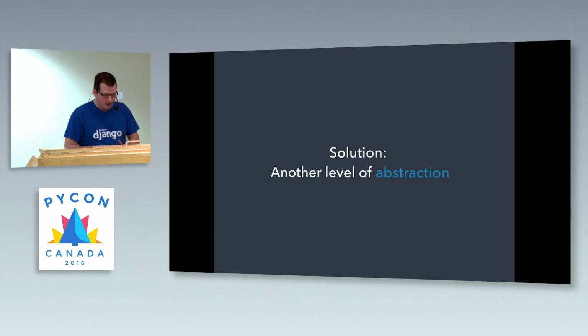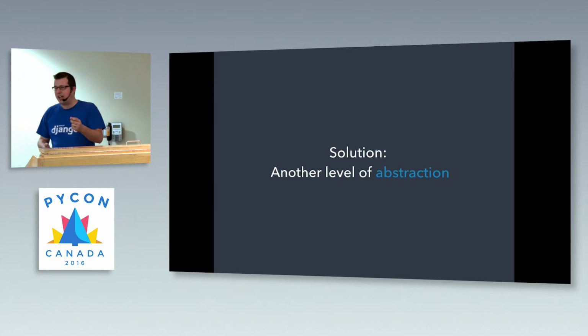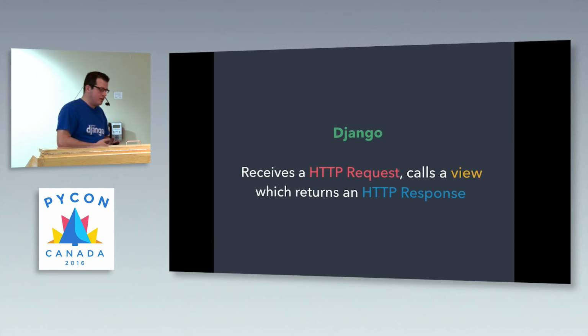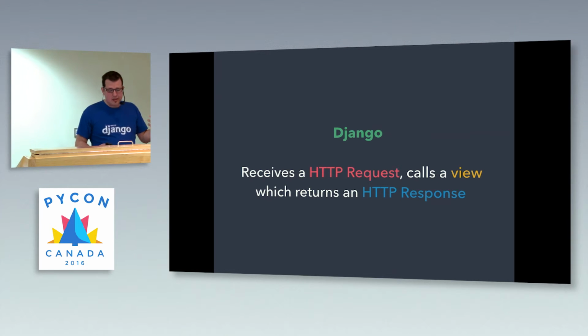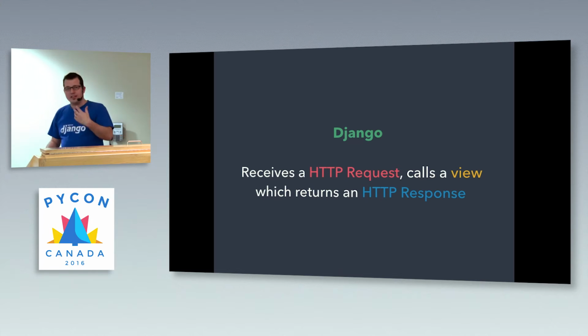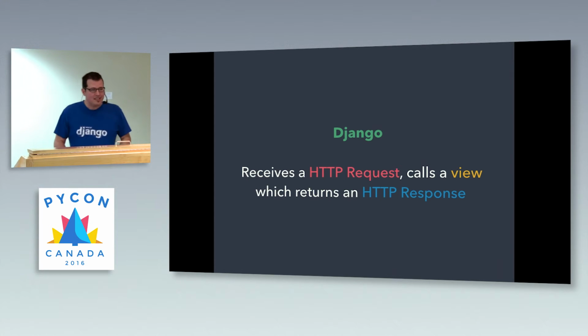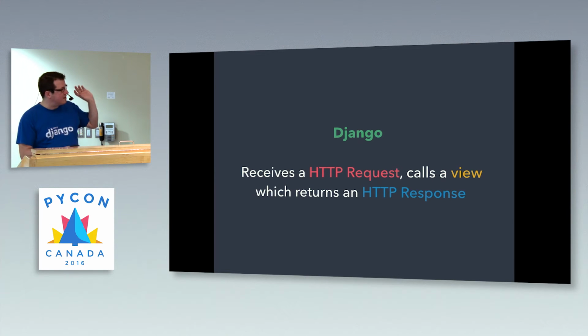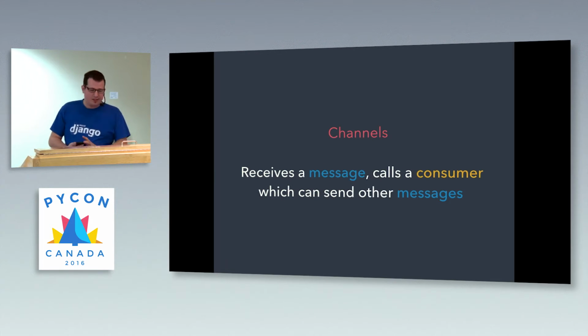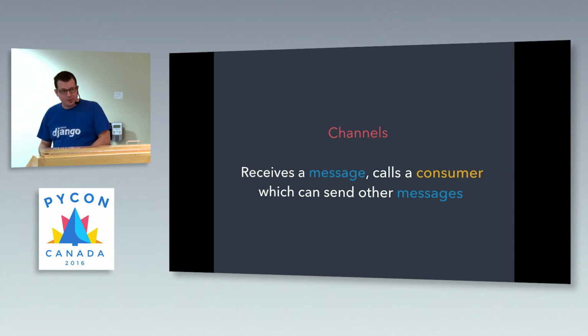So let's focus on the nature of the abstraction and specifically how channels can support existing Django code in such a natural way. Django fundamentally takes in HTTP requests, calls a view, your view does some processing, and it inevitably returns an HTTP response. So this encapsulates how Django has worked for the past 10 years, and obviously we've been able to do lots of interesting and fascinating stuff with that, but that's the fundamental model. So with channels, it receives a message on a channel, calls a particular consumer, and that consumer can in turn send other messages.